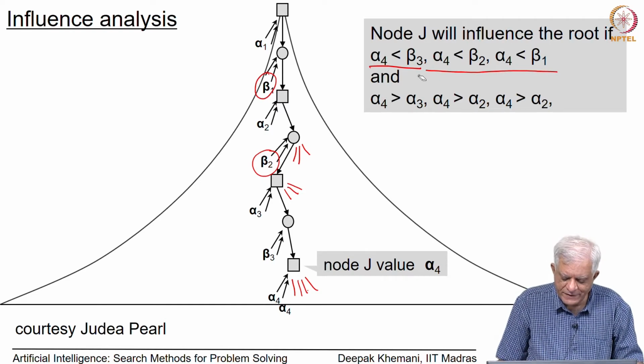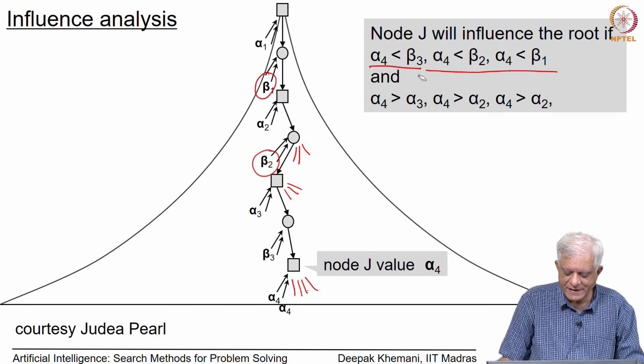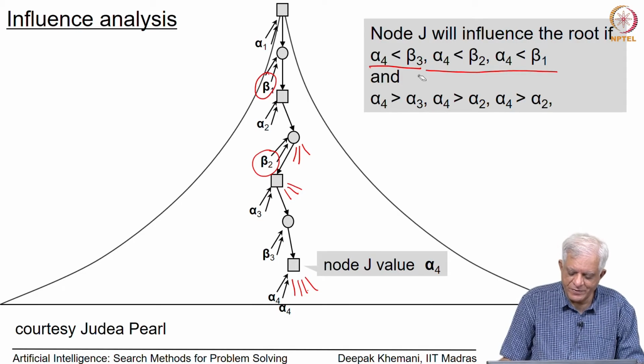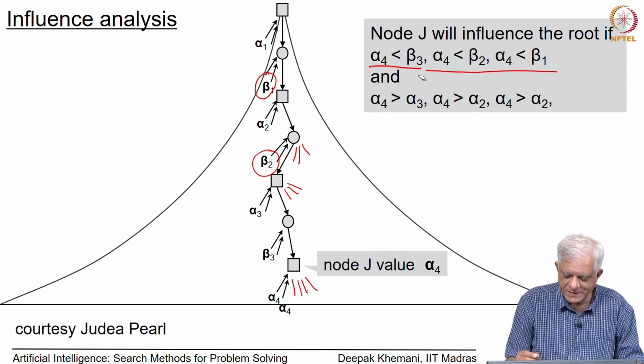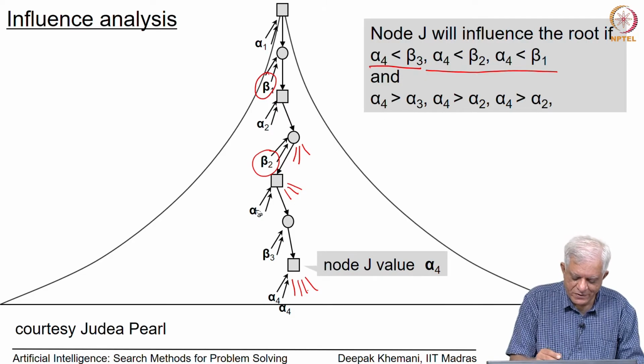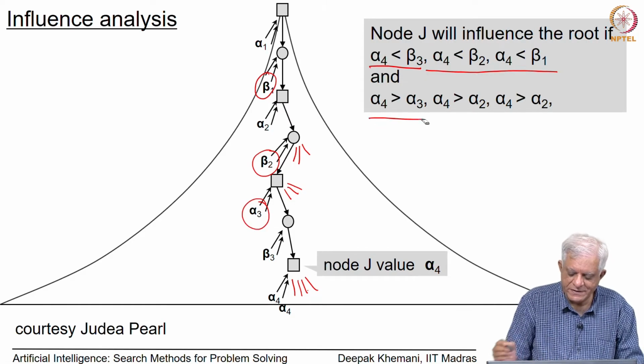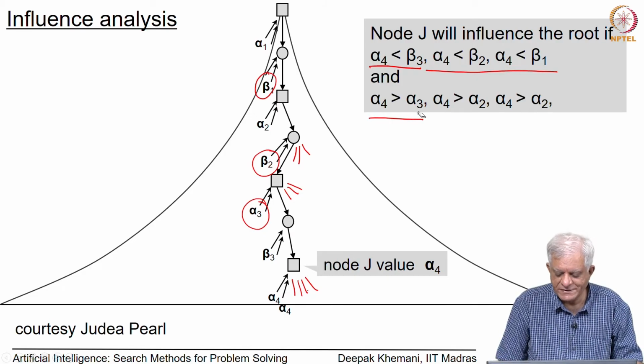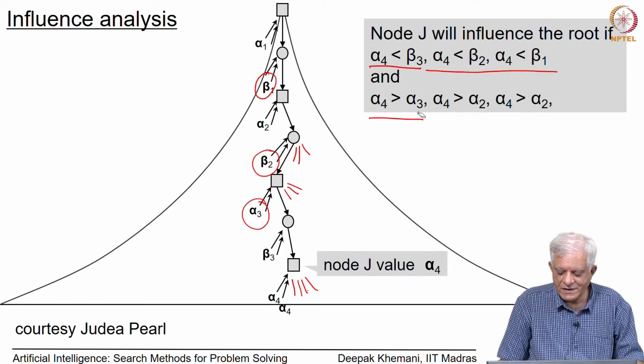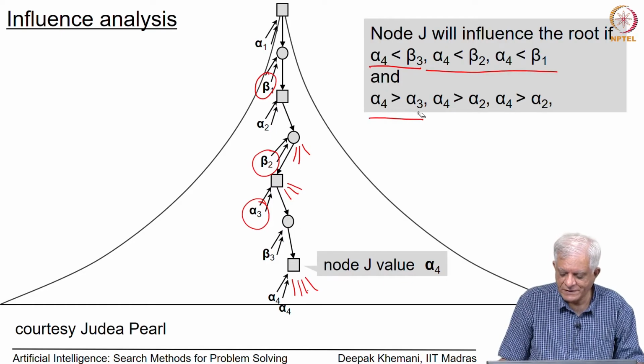Likewise, if it is to go past its max ancestors, it must provide them a better value essentially. So, for example, for alpha 3, alpha 4 must be better than alpha 3, and better means higher in this case. Likewise, for alpha 2 and likewise for alpha 1.